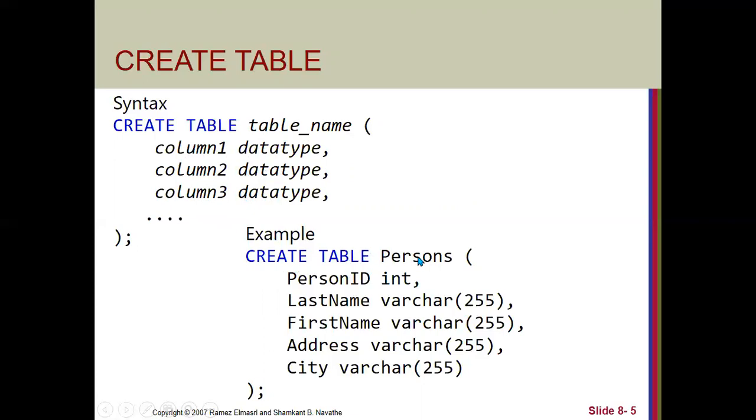Example: create table persons. And then we have here the persons relation. It was a relation, it was an entity or relationship maybe, and now it's called a table. So we have person ID of type integer, last name varchar up to 255. You don't have to specify 255 characters, but you can specify variable characters up to a maximum of 255. The first name varchar up to 255, the address varchar, city varchar 200. So how do we create the table?